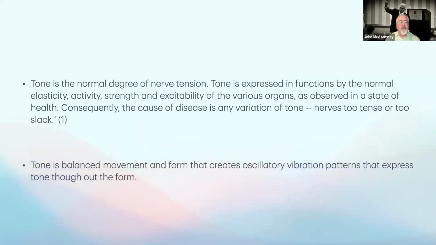Tone is the normal degree of nerve tension. Tone is expressed in functions by the normal elasticity, activity, strength, and excitability of the various organs, as observed in a state of health. Consequently, the cause of disease is any variation of tone, nerves too tense or too slack. That's basically D.D. Palmer. That's what he was trying to explain. I look at it this way. Tone is balanced movement and form that creates oscillatory vibration patterns that express tone throughout the form.